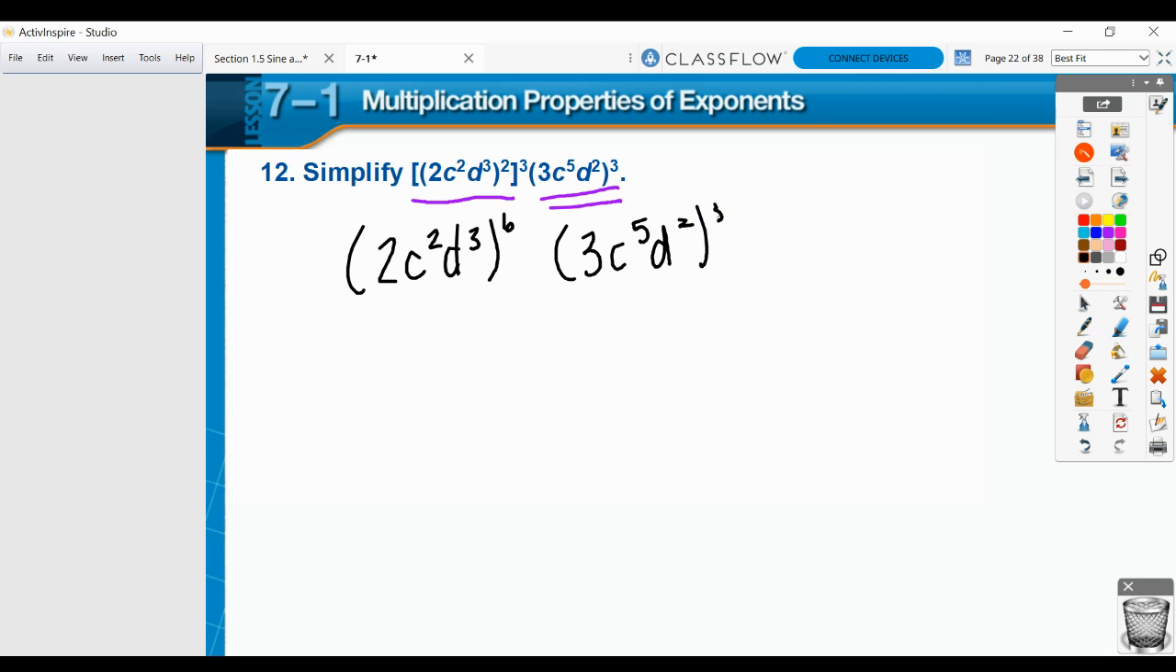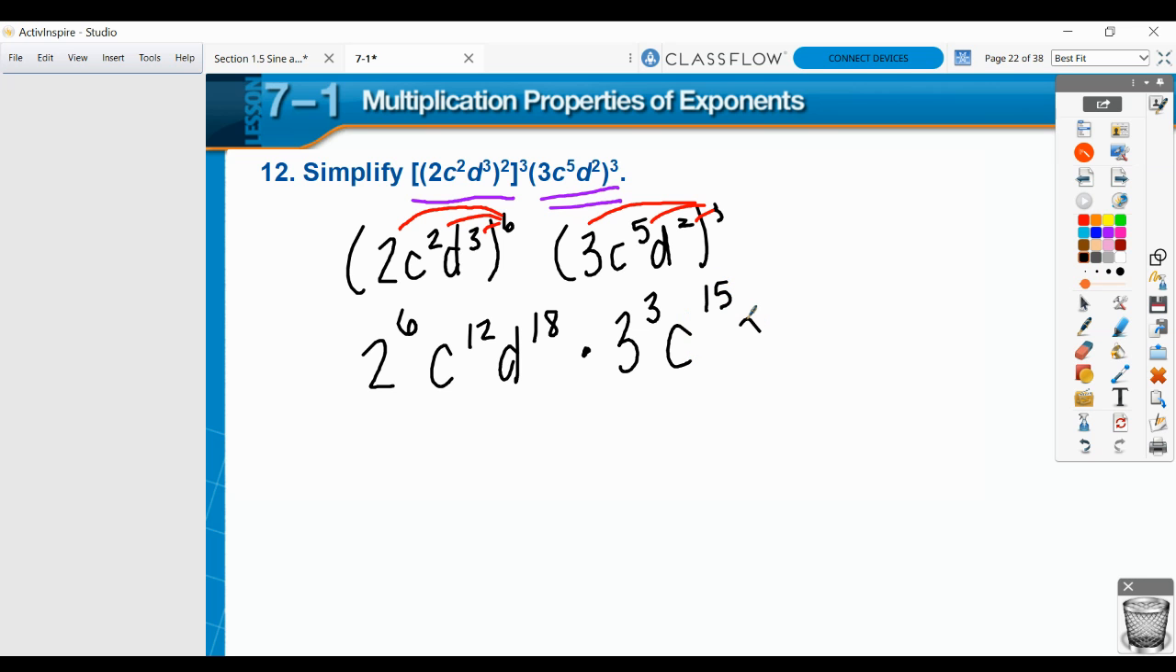Okay, so now for each one of these, I have a power of a product. You want to distribute the 6 and distribute the 3. So you'd have 2 to the 6th, and then remember, we're multiplying these exponents. So c to the 12th, d to the 18th. And then over here, distribute the 3. So you have 3 to the 3rd, c to the 15th, d to the 6th.